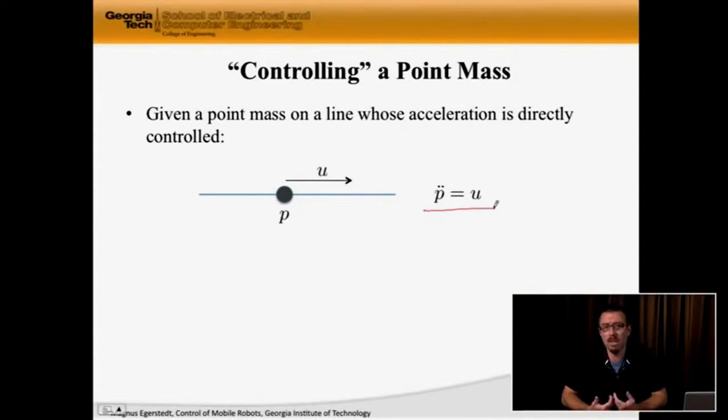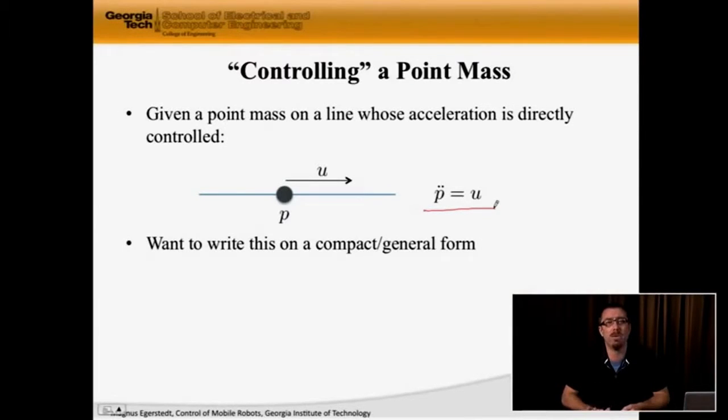Now, we don't actually like to write it in this way. We don't want the double dots. We don't want to have p's for positions and then be controlling something else. We have new variables. So we want to come up with a compact general form that captures what we want, but somehow glosses over the minor details of what separates a point mass robot from a humanoid robot, say. So the way to do this is to introduce some new variables.